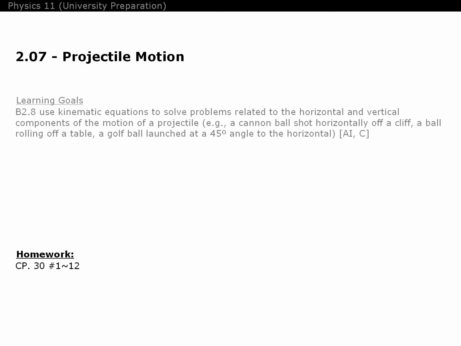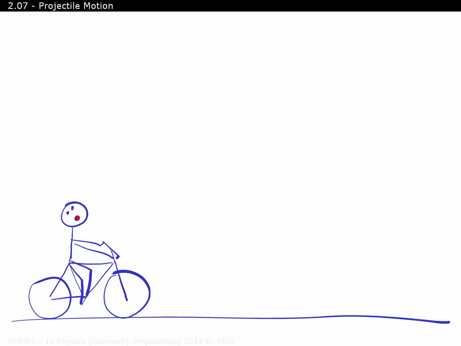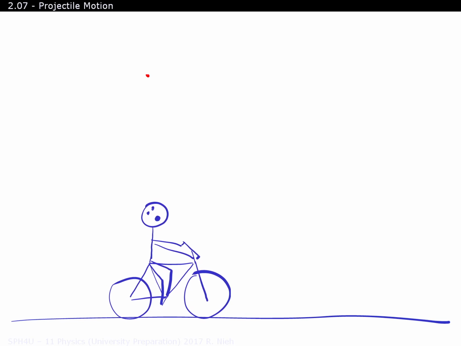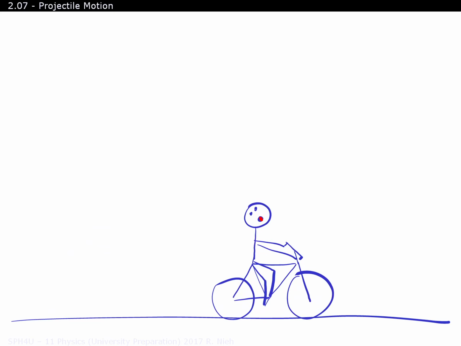Today's adventure is on projectile motion. Imagine yourself riding on a bicycle while chewing on some gum. And midway through your ride, you decide to spit your gum directly vertically upwards. Interestingly enough, the gum will fall back into your mouth again.